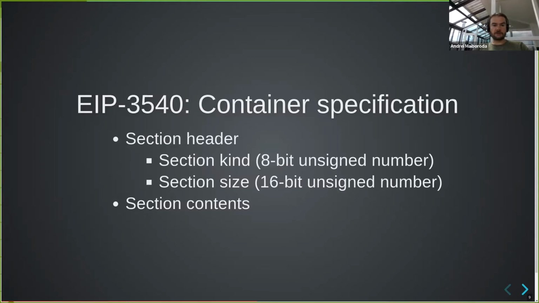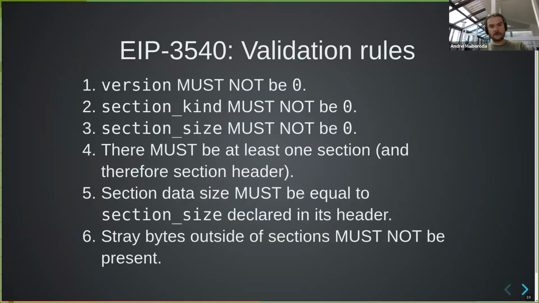There is a description of each section first, showing its kind as a 1 byte value and its size as a 2 byte value. And then following that, there are contents of all the sections. And next to that, the spec defines a number of rules to validate this binary format. These are kind of common sense rules. I will not read them out, things like sections must not be empty.